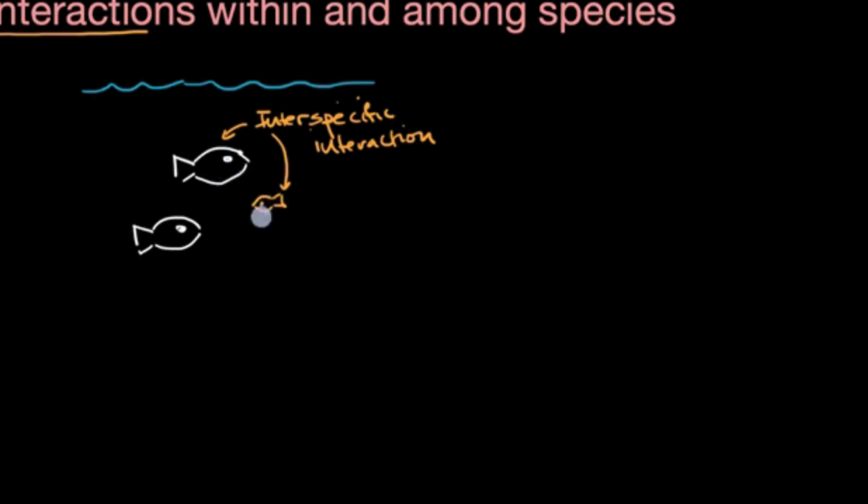Now, that's not the only type of interaction, just in this very simple picture. You could imagine there's only one little yellow fish here, and both of these white fish are hungry. They're going to need to compete to see who gets that yellow fish. So between these two fish, you could have another type of interaction, and that's competition. But this is competition between two members of the same species.